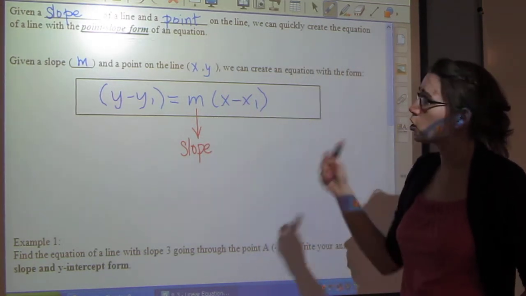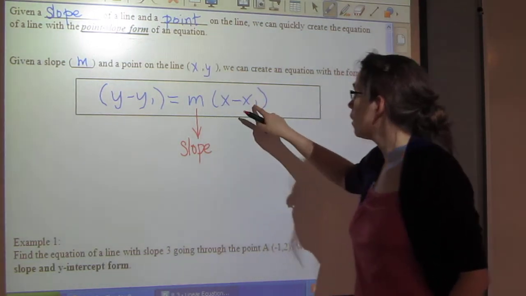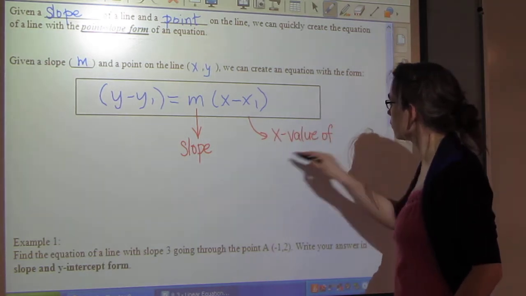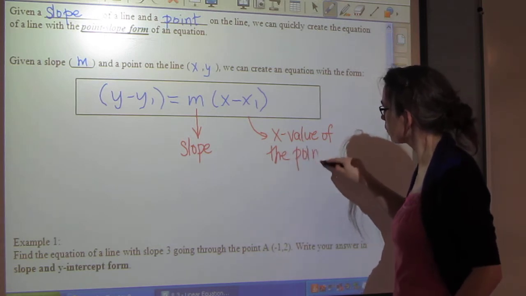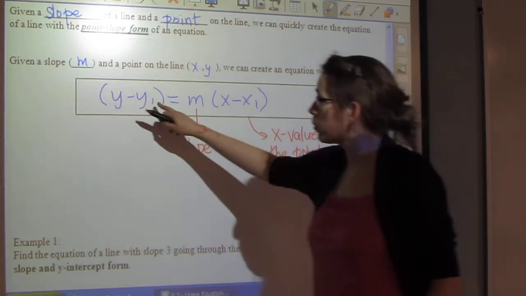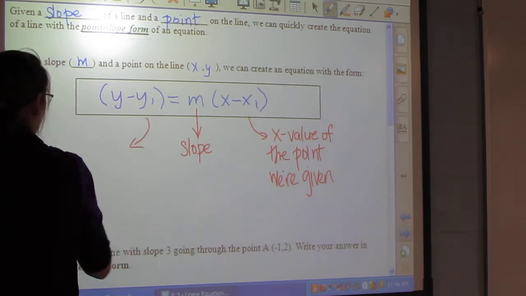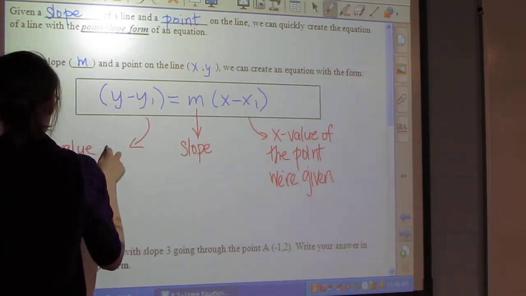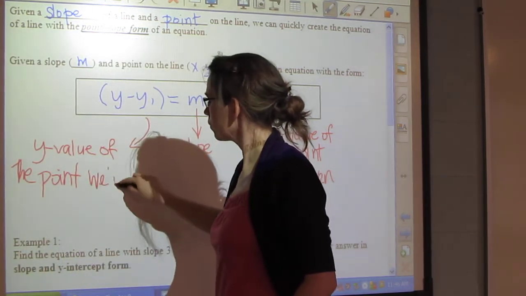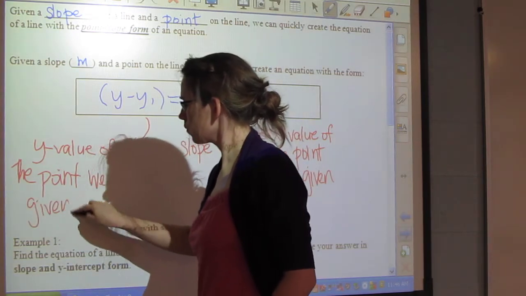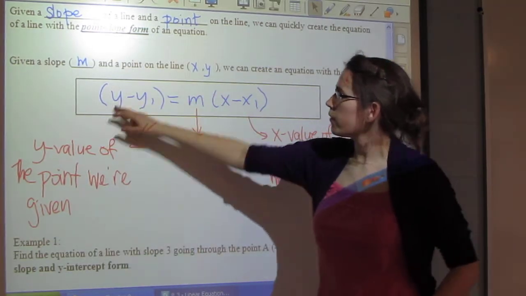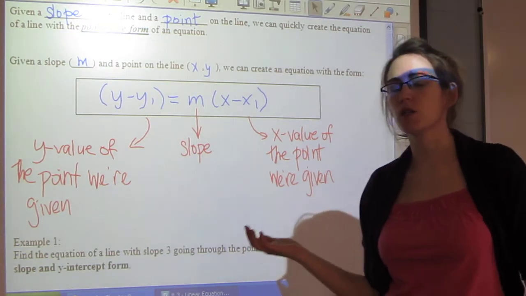The x1 is just the x value of the point that we're given. We need a point. x1 is just the x value of that point. And the y1 is just the y value of that point. So we have our slope, we have our point, so the x1 and the y1. But now we have another x and we have another y. Now what does that x and what does that y mean?